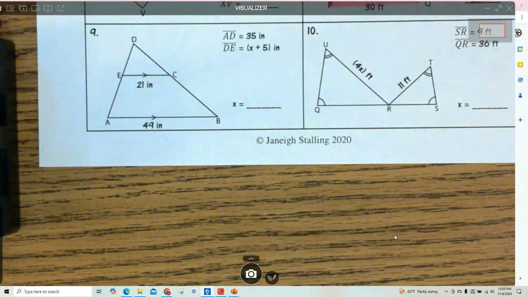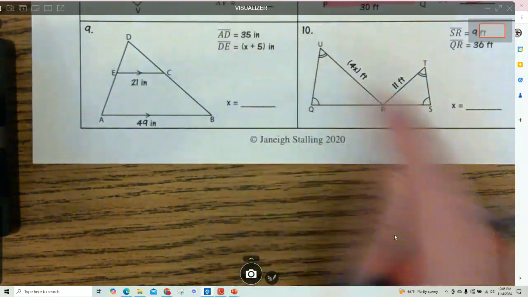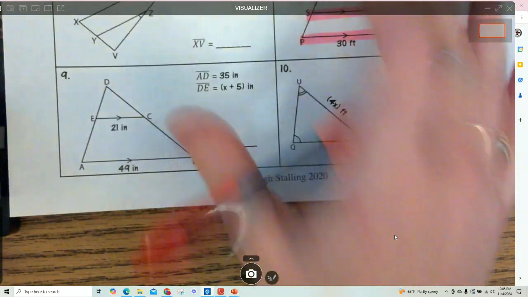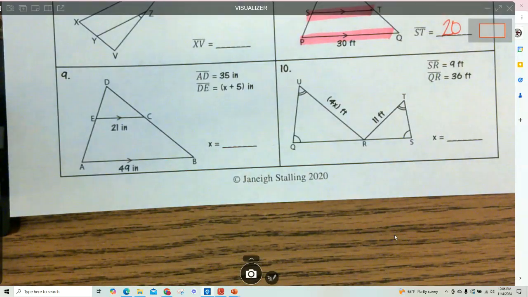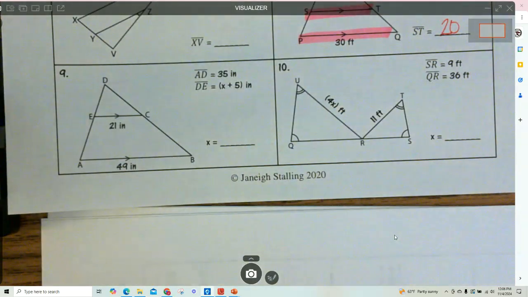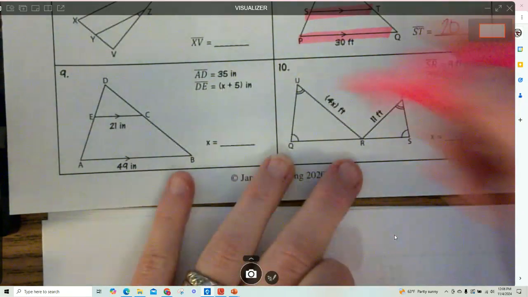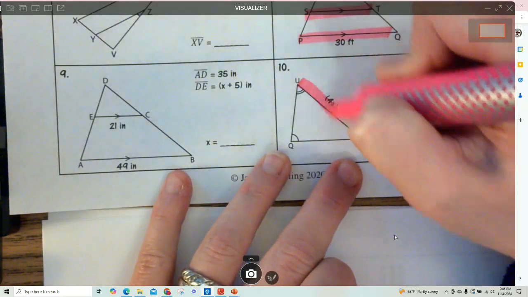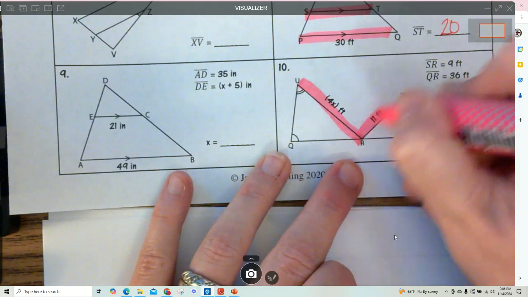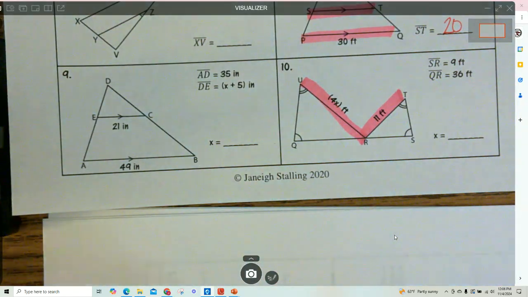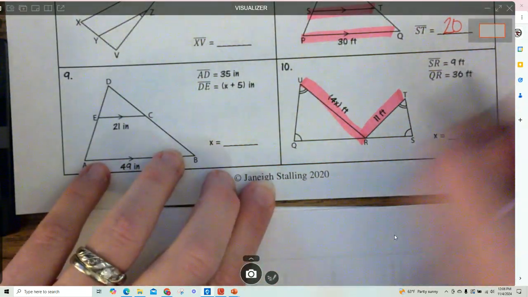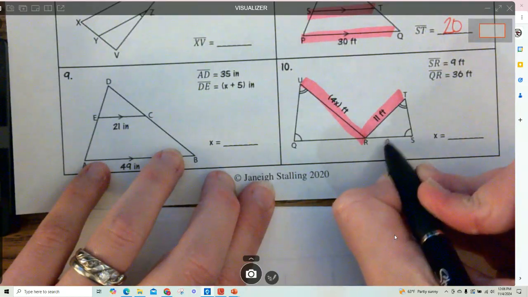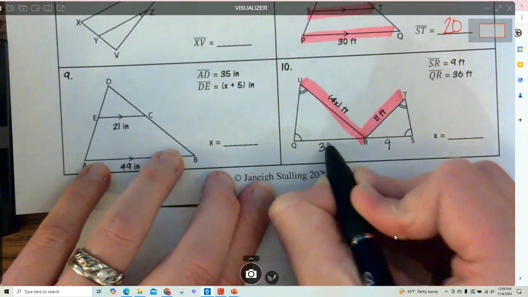This one, actually, let's do 10, because 10's got a different little piece in there. If you notice, these two have little expressions. So let's do number 10, and I'll show you to do one with an expression in it. Okay, we can match up sides here. So UR goes with RT. And then what other information am I given? SR, so SR is 9, QR is 36.